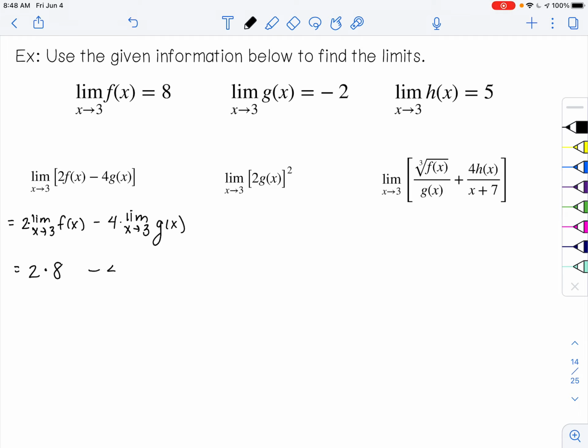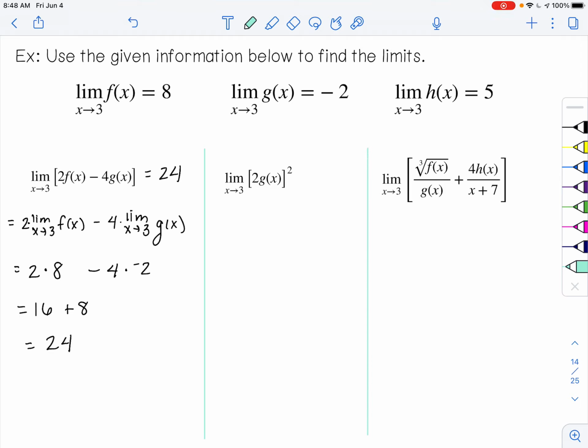And then you're just going to substitute in. So the limit as x approaches 3 of f of x is 8. So we're going to get 2 times 8 minus 4. The limit of g is negative 2. So this is going to be 16 plus 8. So our overall limit is going to be 24.